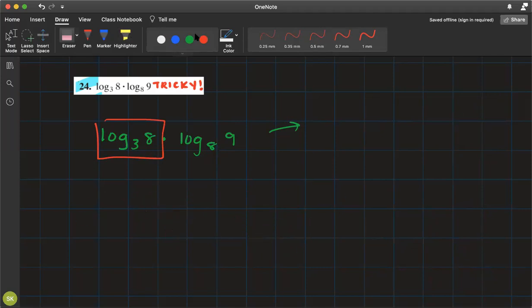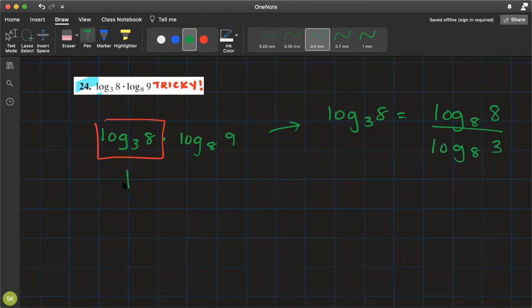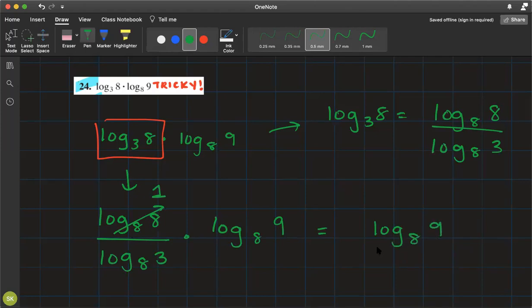Okay, so this log base 3 of 8, this is the same thing as log base 8 of 8 over log base 8 of 3. This is the base I'm choosing to use. And if I do that, I get log base 8 of 8 over log base 8 of 3 times log base 8 of 9. Okay, can I finish this problem? Am I able to solve it? Well, let's see. This log base 8 of 8, that's just 1, right? So then I get that this is equal to log base 8 of 9 divided by log base 8 of 3.